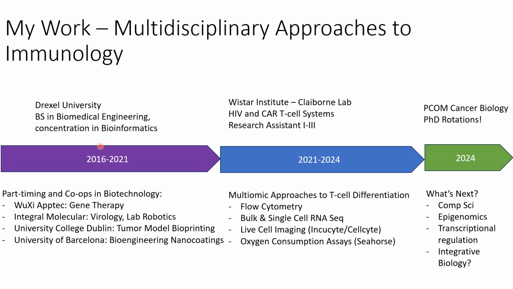And I've really taken to contextualizing the CAR T systems that we do with HIV to tracking multi-omic approaches to T cell differentiation, right? So our lab's bread and butter is flow cytometry, but I've adapted a lot of single cell and bulk RNA sequencing assays to our lab, live cell imaging, and oxygen consumption assays through the Seahorse platform. Now that I am in a cancer biology PhD program, I've been really thinking about what systems and information I can build onto that to really complement this idea of multi-omic approaches to T cell differentiation.